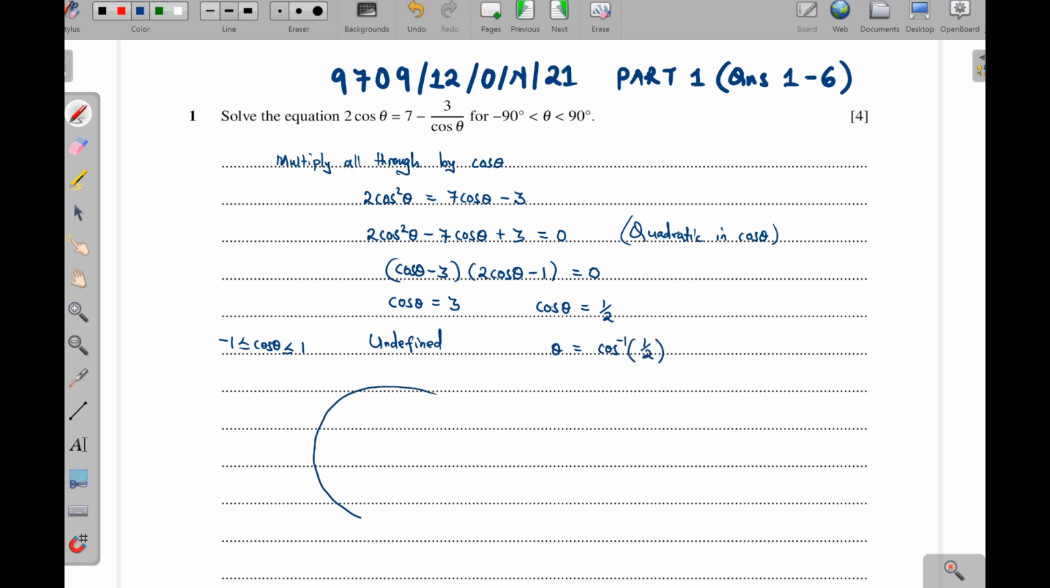But we have the domain here. They are saying that this is from negative 90 to 90. So it is 0. When you move anti-clockwise, the angles are positive. So this will be positive 90. And then when we move clockwise, the angles are negative. So this one will be negative 90.